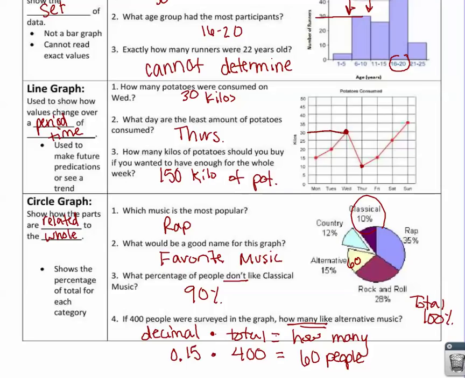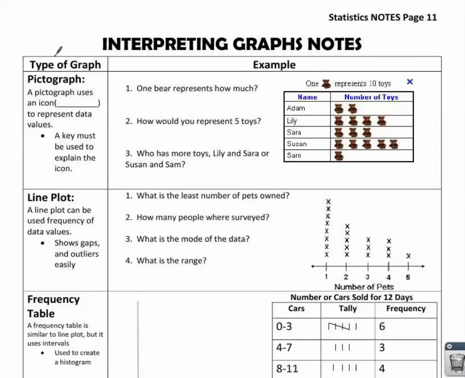Turn the page. Let's look at a pictograph. A pictograph uses an icon or pictures to represent the data values. A key must be used to explain what each of these icons are. So for example, it says one teddy bear, which has a picture of a teddy bear, represents 10 toys. And that's the first question. One bear represents 10 toys. How would you represent 5 toys? You would have to draw a half of a bear.